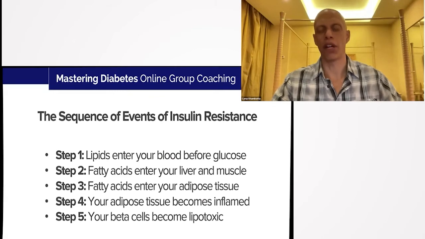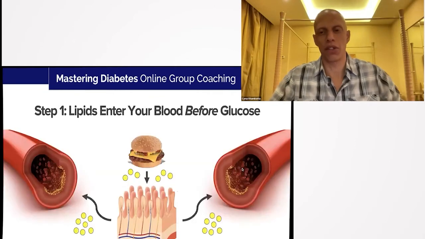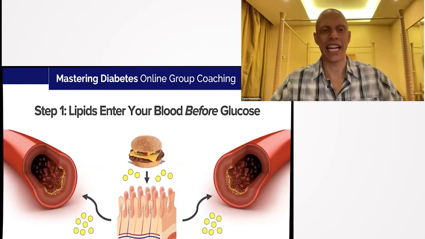Lipids enter your blood before glucose. So what does that mean? Suppose you ate a cheeseburger. You ate the cheeseburger, which is a saturated fat rich meal. Saturated fat lives inside of the red meat, and it also lives inside of the cheese.